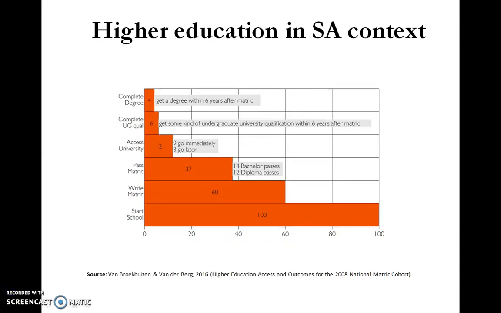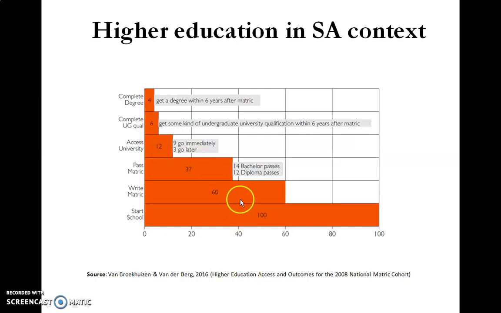After analyzing this graph, I'm sure many of you will feel extremely privileged to be in a position where you are accessing higher education. If you look at this cohort of those who started off with school, about 60% went on to write Matric. After that, about 37% passed Matric, 14% with a bachelor's pass, and 12% with a diploma pass. 12% were able to gain access to an institution of higher learning.